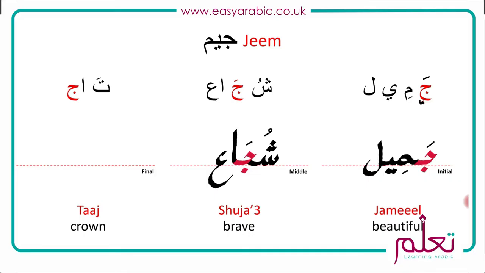So next we have the word Taj, which is crown. So we have the Ta. Then we have the Alif. Then we have the Jim. And the Jim doesn't join on to the Alif because the Alif is a naughty letter. So Taj.